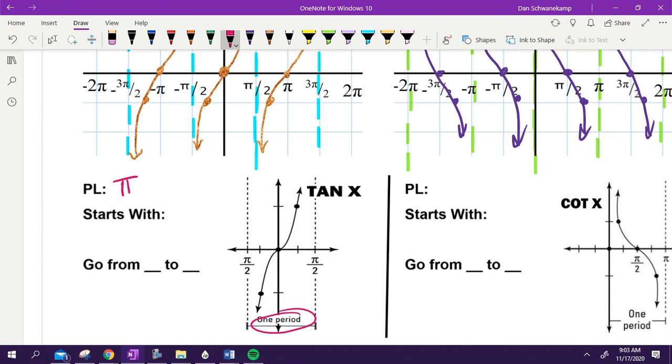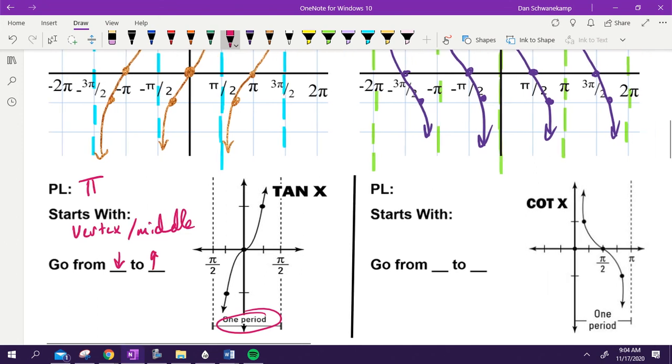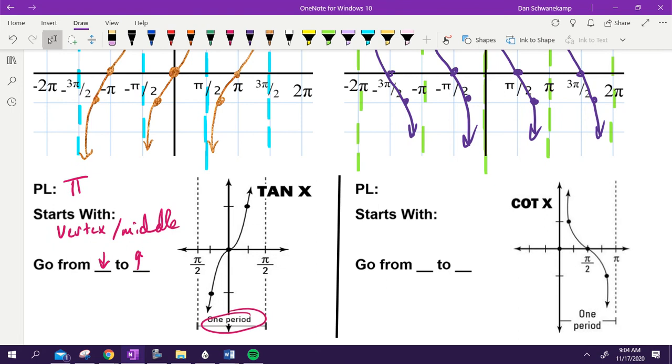Tangent graph, what does it start with? What is beginning at 0? Is it an asymptote line or is it that middle point? The middle point, the vertex. It starts with the vertex, the middle. And then a tangent graph, very basic: we start from the bottom and we go to the top. From the bottom to the top. Go with tangent.